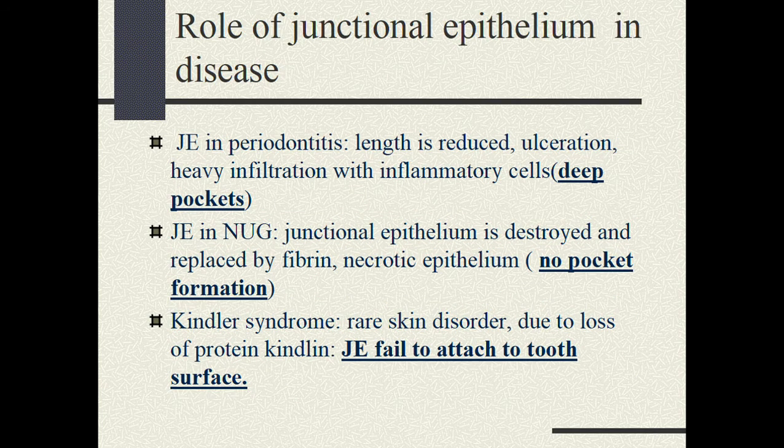Role of junctional epithelium in disease. Junctional epithelium in periodontitis: length is reduced. It will be ulcerated and heavily infiltrated with inflammatory cells, as in deep pockets. But in necrotizing ulcerative gingivitis and periodontitis, the junctional epithelium is destroyed and replaced by fibrin and necrotic epithelium. So no pocket formation will be there in necrotizing ulcerative gingivitis and periodontitis.